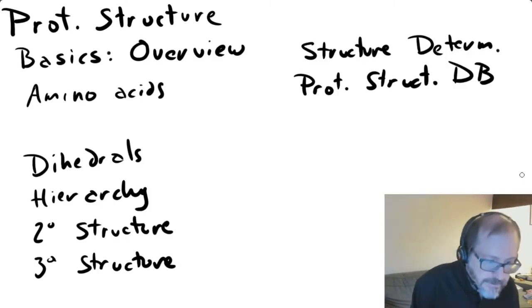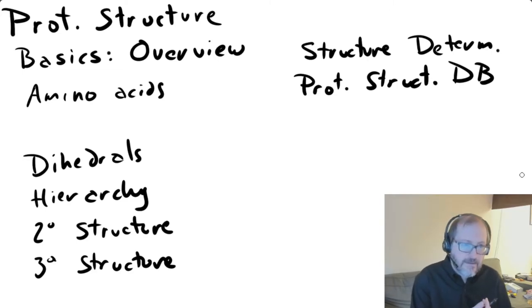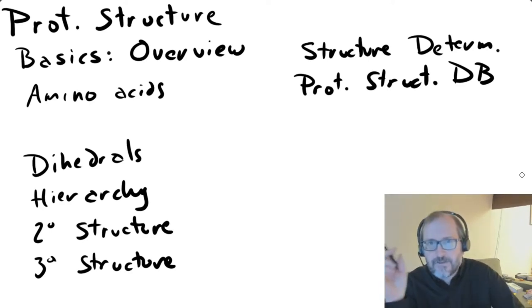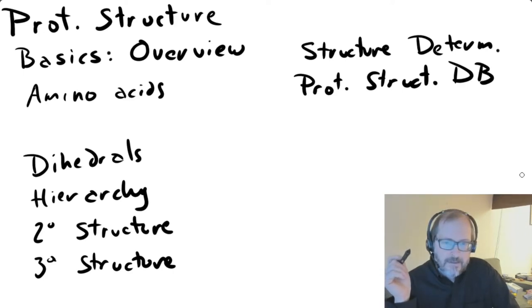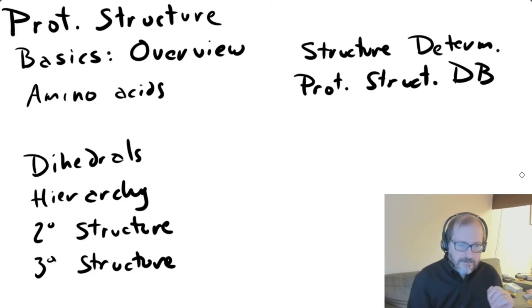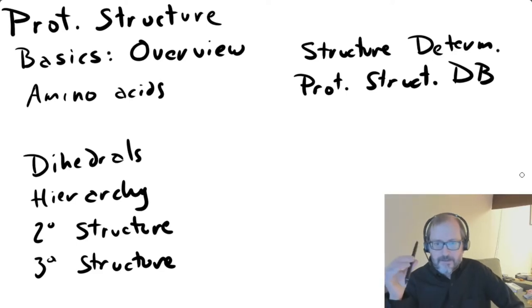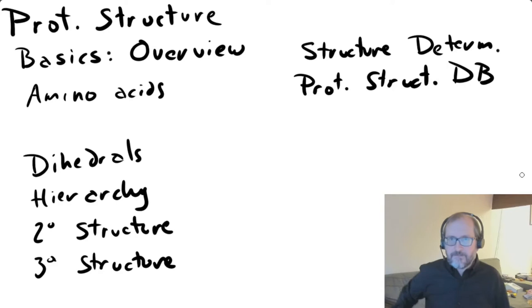And so today we're going to talk about the basics, meaning the building blocks of proteins, which are amino acids. We're talking about things like dihedrals and what constraints they have. We're going to talk about the hierarchy of structure. What does it mean when we say primary, secondary, tertiary, quaternary structure? And then we're going to go into detail into different types of secondary and tertiary structure. We're going to talk a little bit about experimental structural determination techniques and the Protein Data Bank, which is the main repository of structural data.